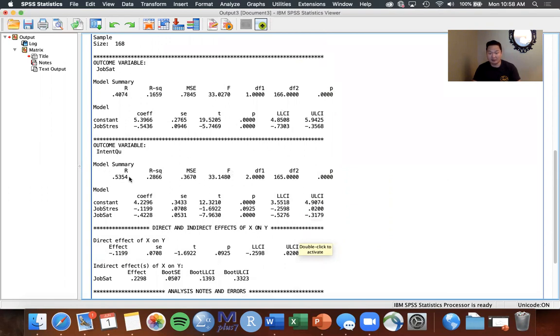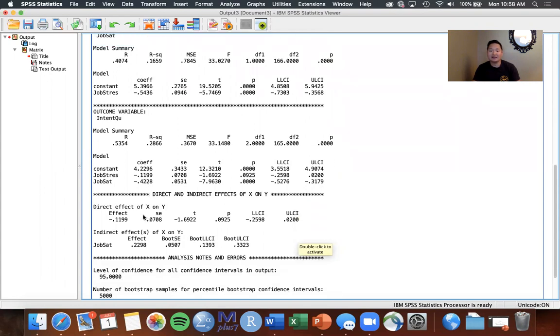The second model is where you get the R squared and the B path. And down here you get your direct effect, or your C path, and your indirect effect. So let's walk through it. Let's start with model 1.